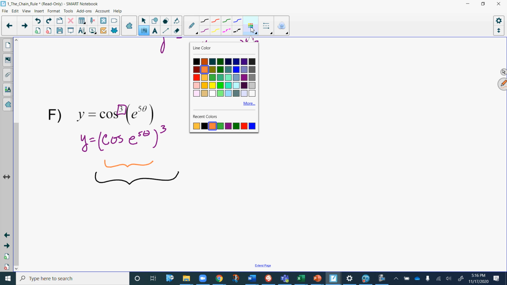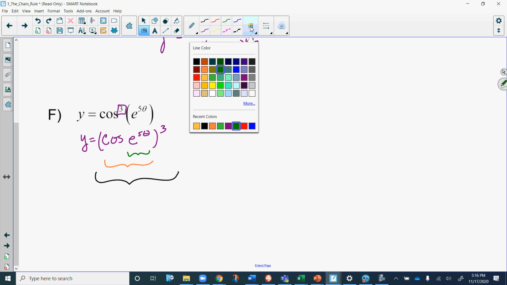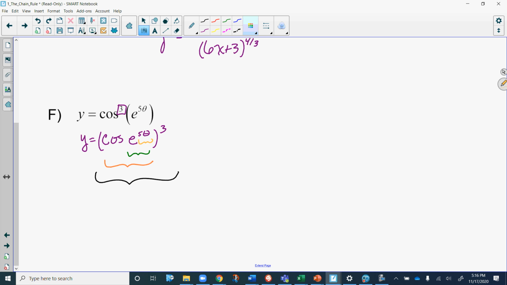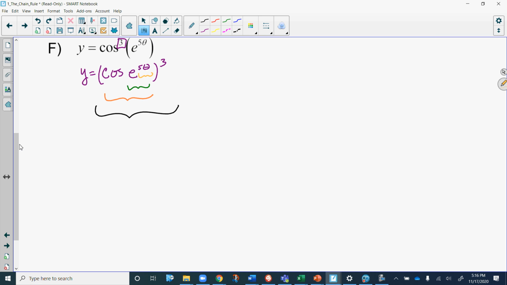But I also have this bit here, e to the 5 theta, that I could find the derivative of, and like what we saw in a recent example, has that bit inside of it that we can find the derivative of. And this is why I say sometimes it's easier to work from the inside out and unpack it. But I'll try to keep things consistent here and keep taking the derivative of the outside and multiply it by whatever we had on the inside.